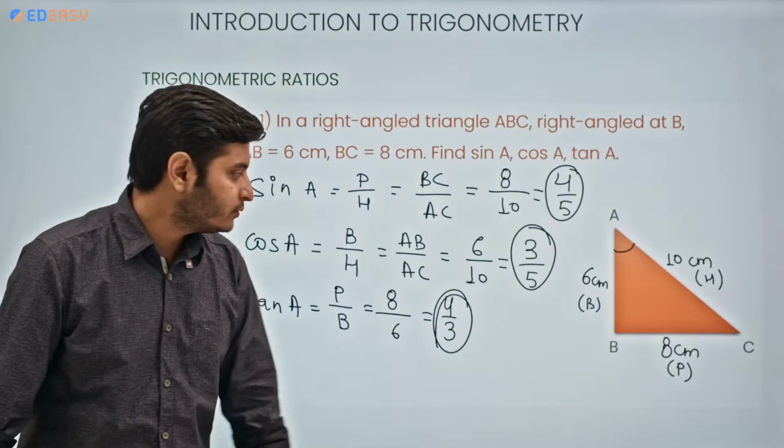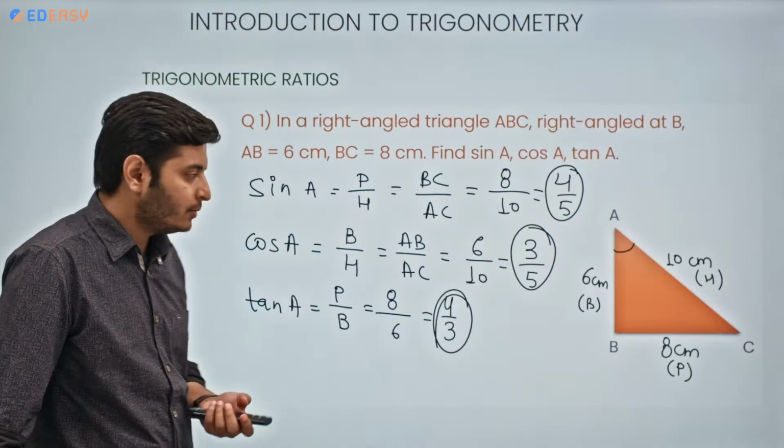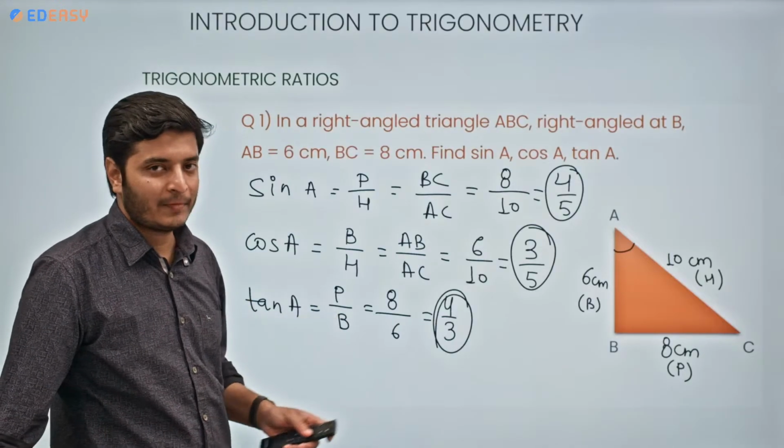So there are two ways to find the value of tan, but my suggestion would be that you go with this: tan A is equal to P by B, correct?